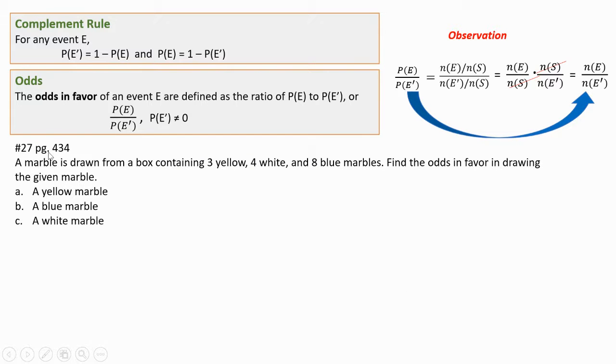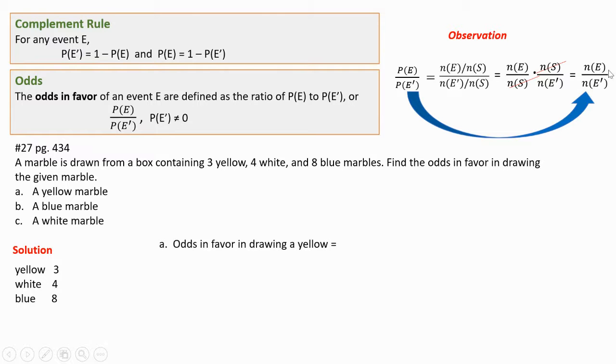This is number 27 from page 434. For the 1324 book, it says a marble is drawn from a box containing 3 yellow, 4 white, and 8 blue marbles. Find the odds in favor of drawing the given marble. So solution: there are 3 yellow, 4 white, and 8 blue. For part A, odds in favor of drawing a yellow.